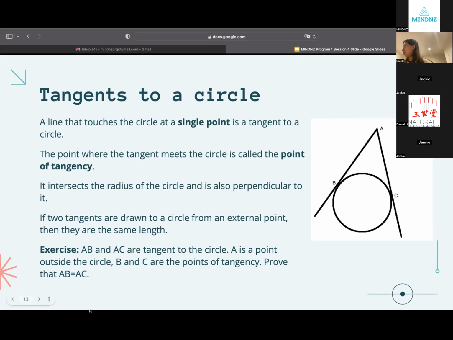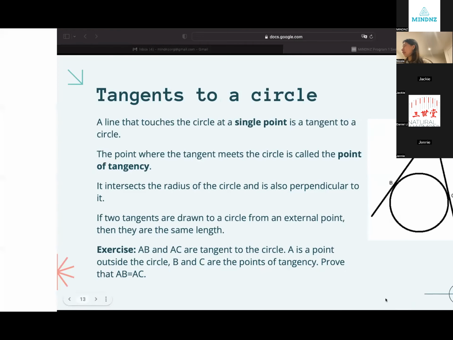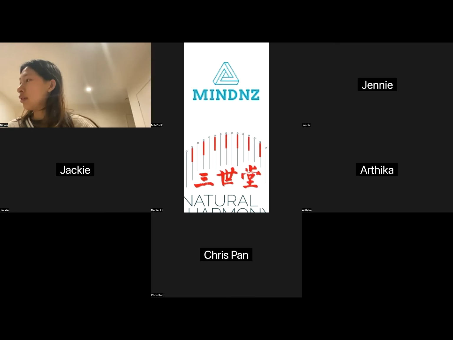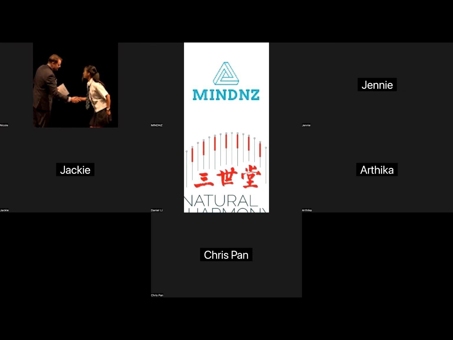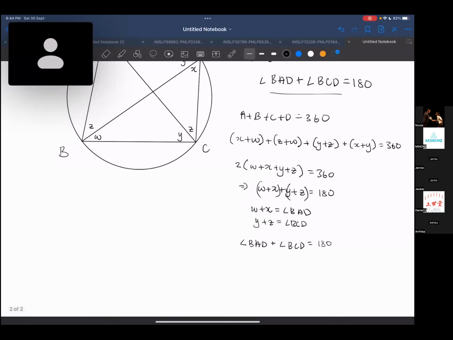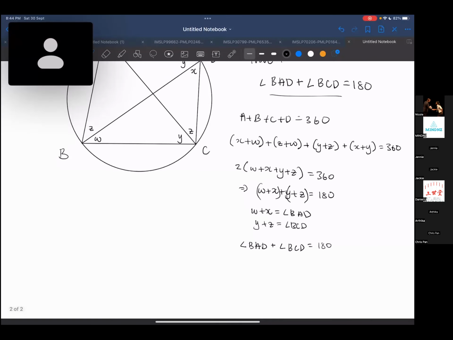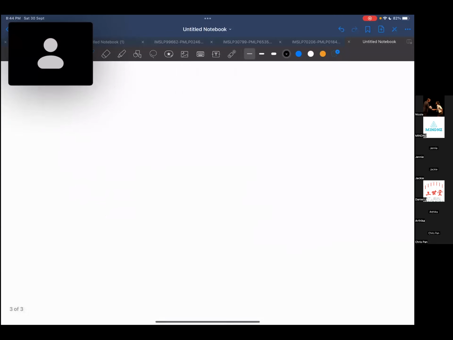Okay, I think we can probably just go for the solution for this now. So I will go and share my screen. So yeah, I got a really good proof in chat before. So I'm basically just going to do the same thing. Okay, so here we have a circle.